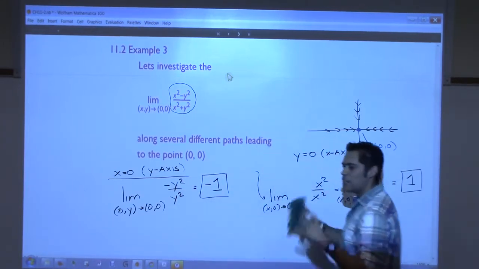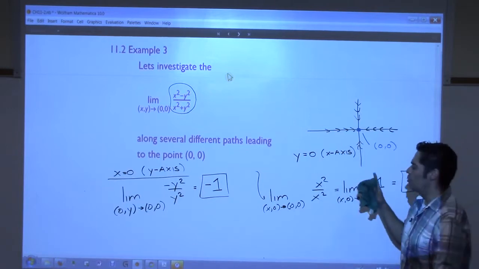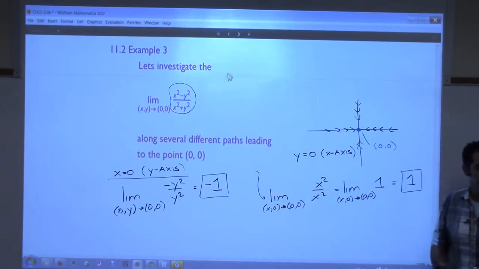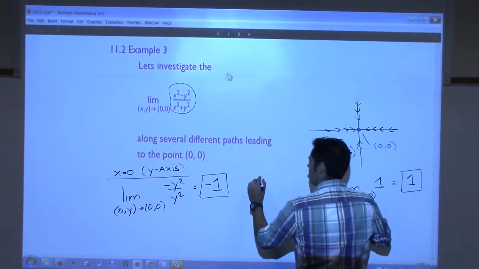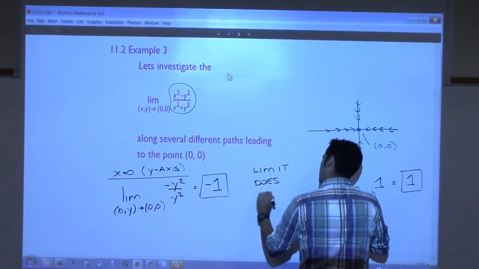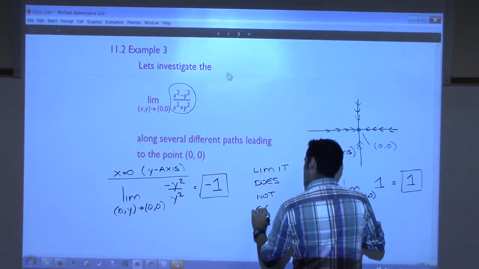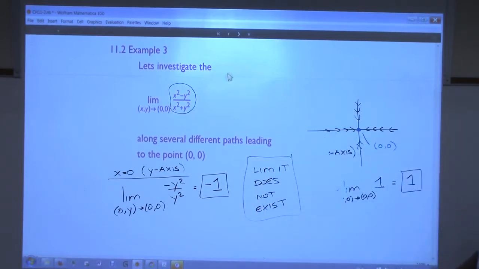Which means at this point I can stop and I can say this limit doesn't exist, because from two different paths, I was approaching two different values. Understand that? We got lucky. That's the first example. So the limit does not exist. That's the conclusion of this.